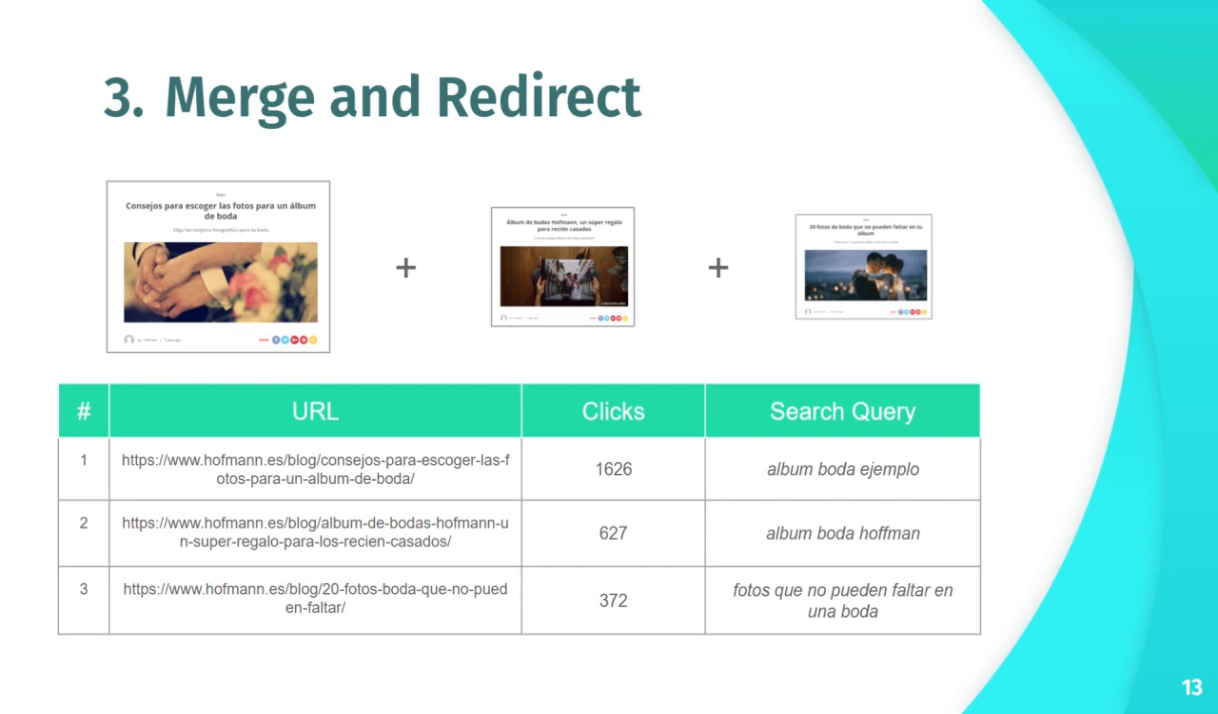So what we did was take the first one, which was our top performer in that range, and merge the content of the others into the first one to increase the amount of words we had in there, and also redirect the other two to the main one. So we ended up with one big blog post of around 2,500 words with all the authority and all the links that were pointing to the other two blog posts.